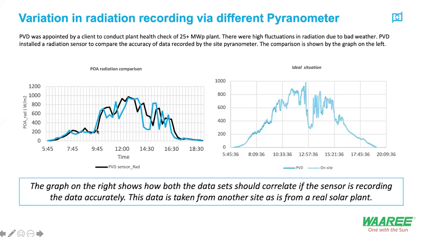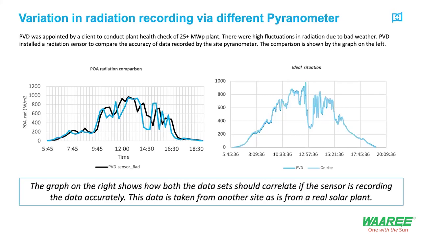You could see that because of bad weather fluctuations in radiation, it actually led to showing the inaccuracies in the pyranometer. Again, this is kind of an issue. A lot of times what we see on site is that because the pyranometers are not calibrated well, they lead to wrong recording of radiation, and again leading to a wrong PR number.